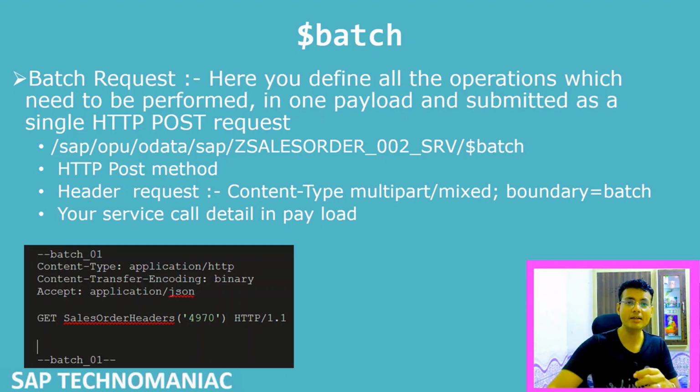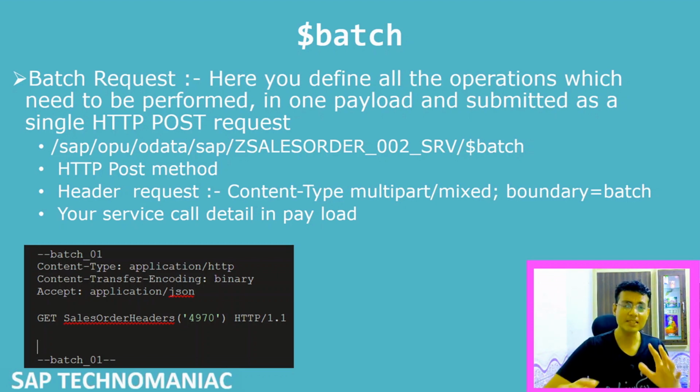Suppose I want to get the sales order data from the backend system, 4970 sales order I want to get. Not only 4970, along with 4970 I want to get 4971 as well. But I want to get it in one hand instead of making the call two times, one time with 4970 and another time with 4971. I want to call both the query options together in one call. That is possible through the batch request.